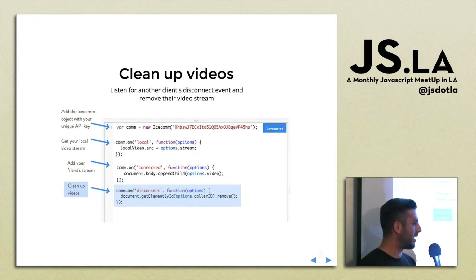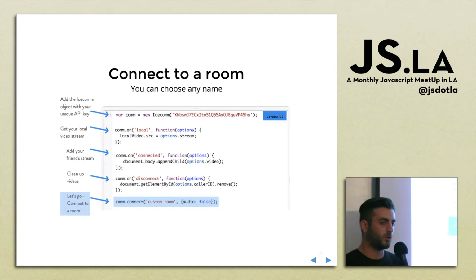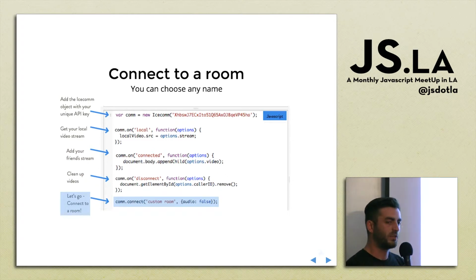And lastly, you will connect to a room, and from there you can specify whether you want audio or you want video or neither, or you can just set up data channels between them.